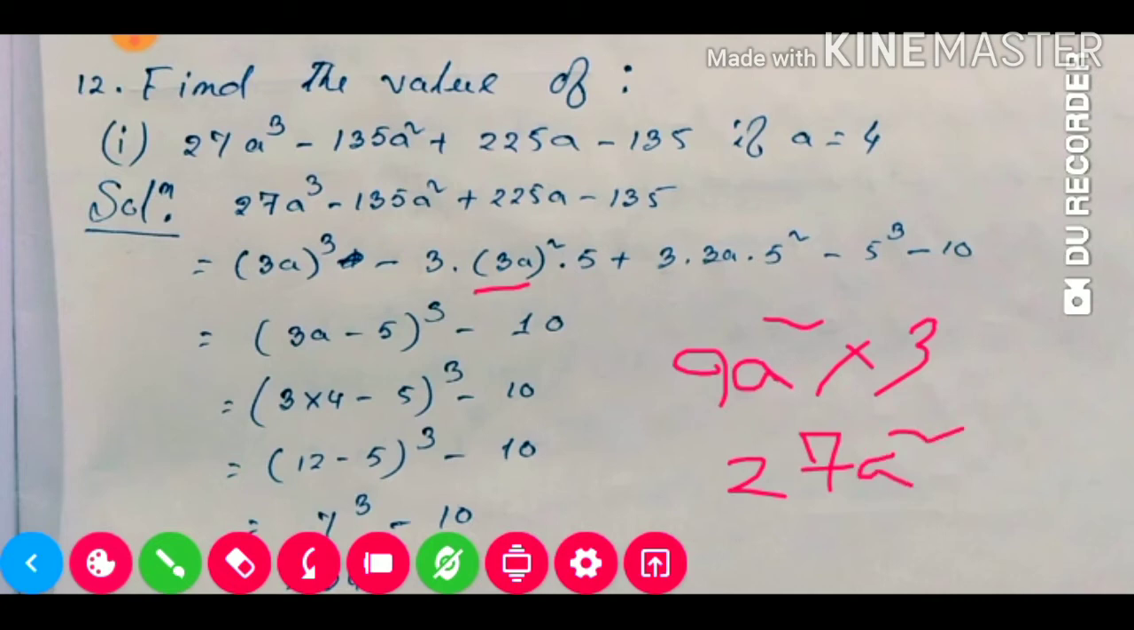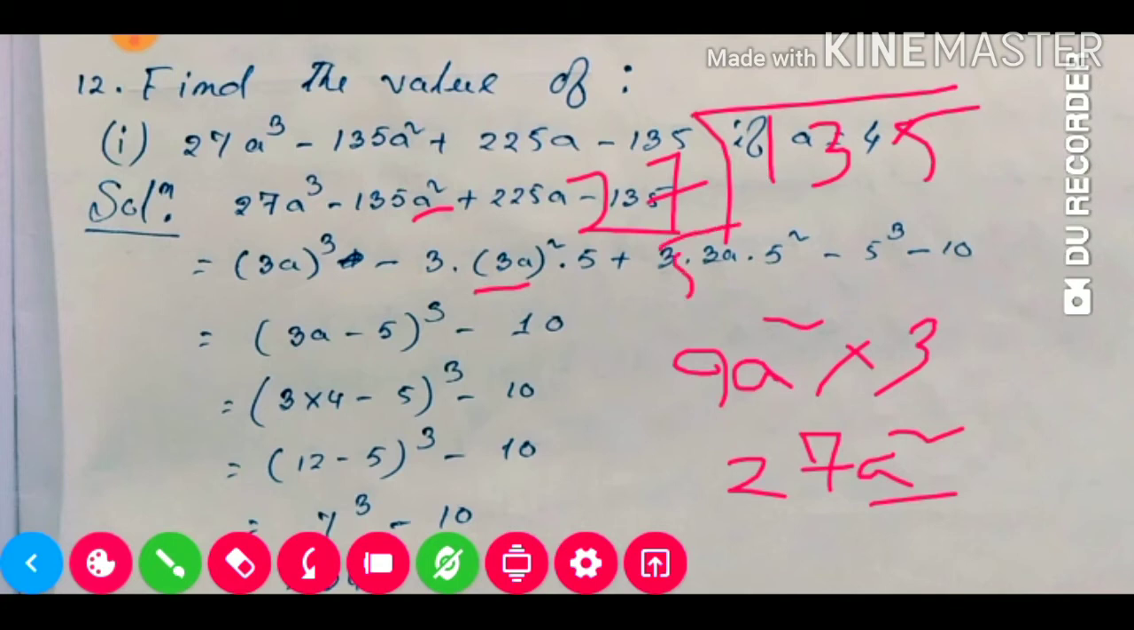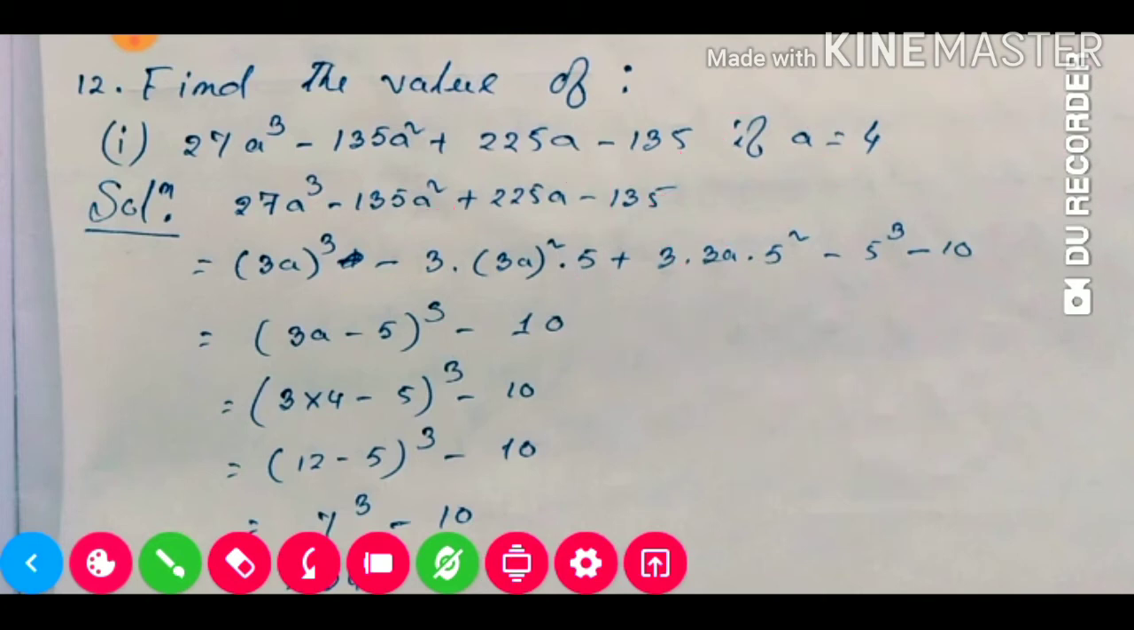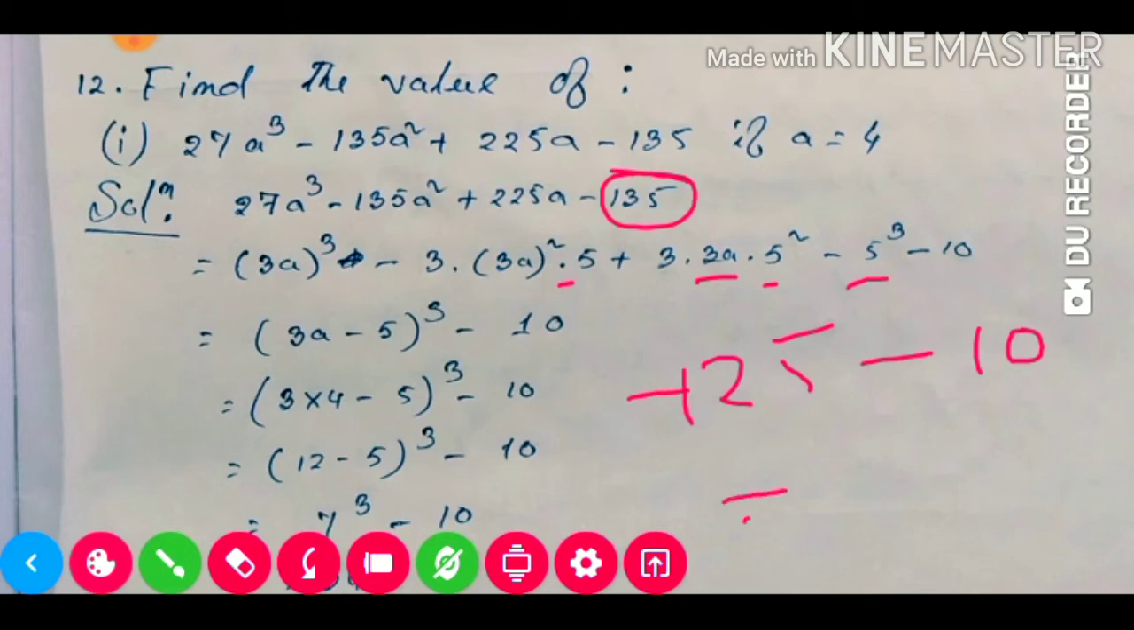And what remains? Now 27a square we already got. Now if we divide 135 by 27, it will be 5 times. 5 into 27 is equal to 135. So b will be 5. Next plus 3, a we already got 3a, b now we got 5, so 5 square. Minus b cube, so 5 cube. 5 cube means 125. But here it is given minus 135. That means another minus 10 we need to give. That time it will be minus 135. So this extra one we have given.